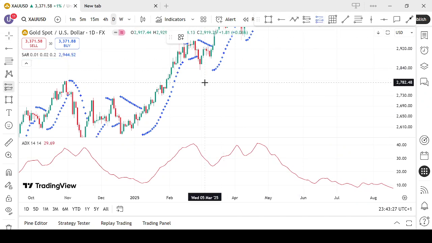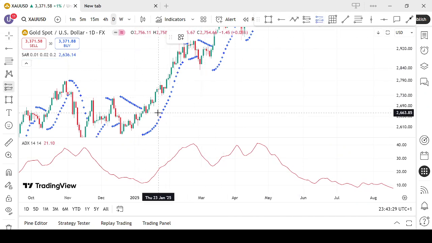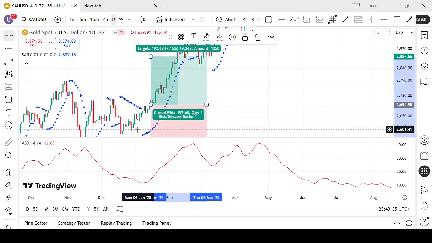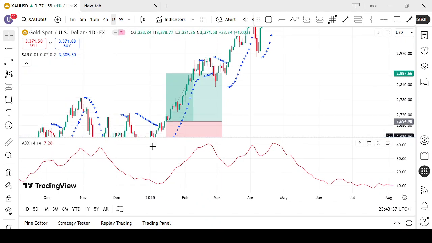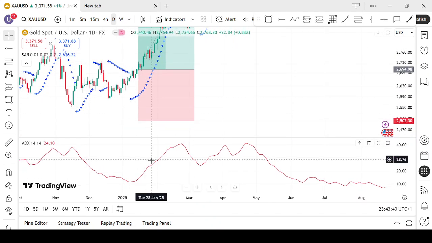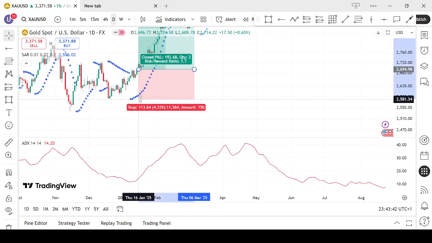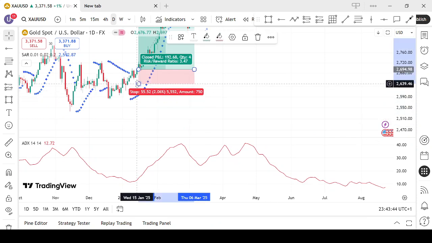And at this moment, coupled with the fact that the Parabolic SAR is below our price, which is number one confluence, followed with our ADX indicator confirming that the strength of the trend is above 25, meaning that this will be a good place to buy this trade.